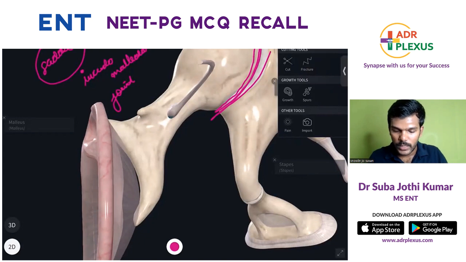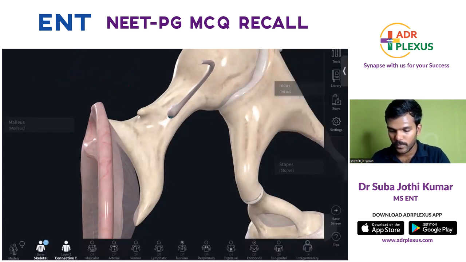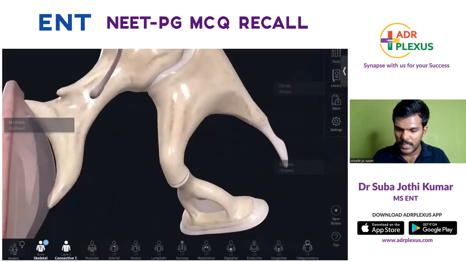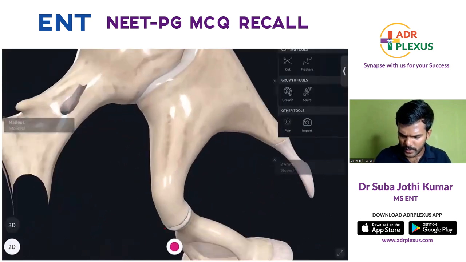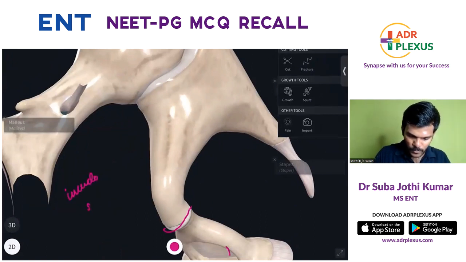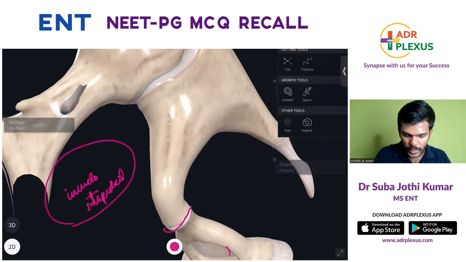Then, what are the important things that are associated with incus and stapes? See here. This is the relation between incus and stapes. This is called the incudostapedial joint. The incudostapedial joint is a ball and socket variety of joint.